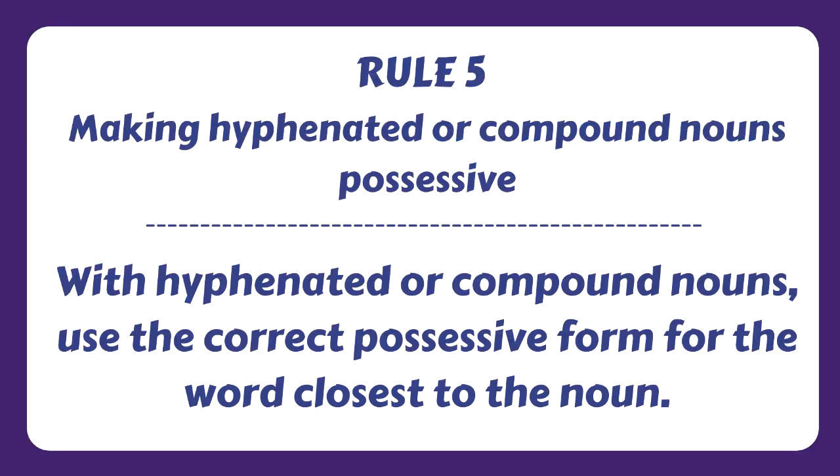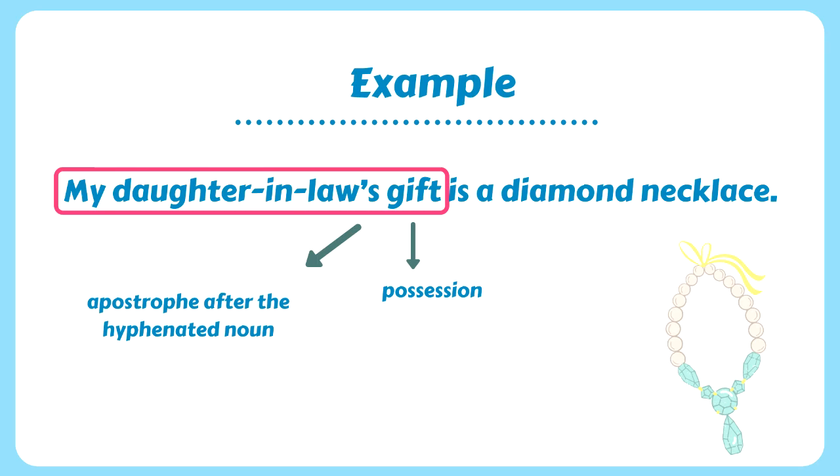Rule number 5. Making hyphenated or compound nouns possessive. With hyphenated or compound nouns, use the correct possessive form for the word closest to the noun. Example, my daughter-in-law's gift is a diamond necklace.